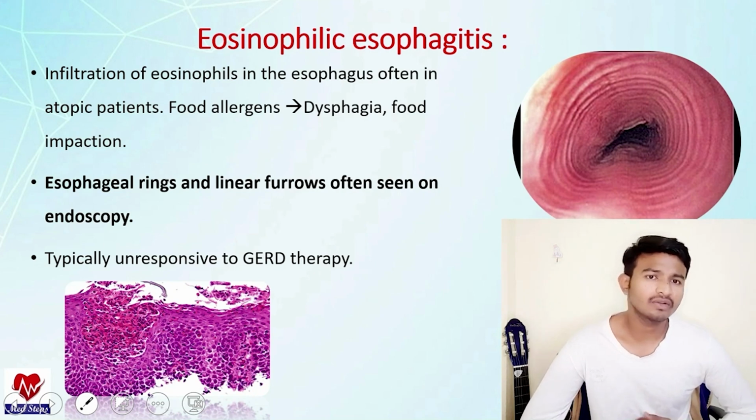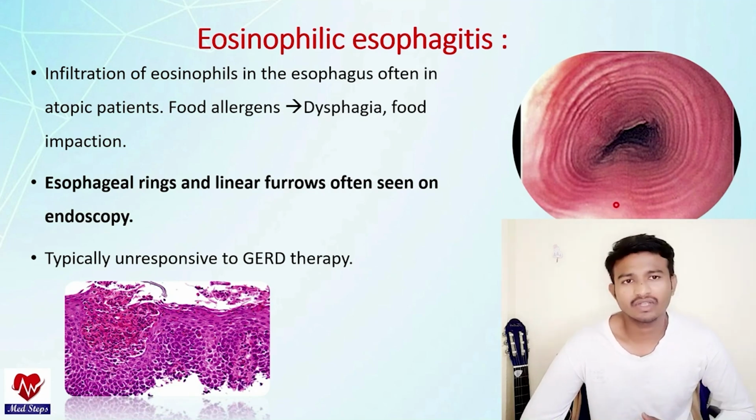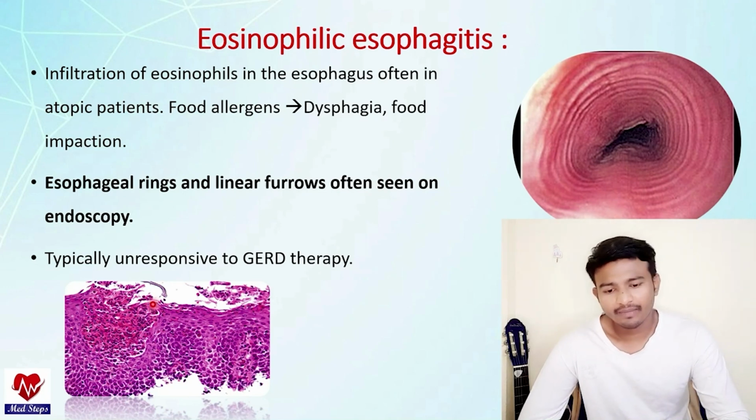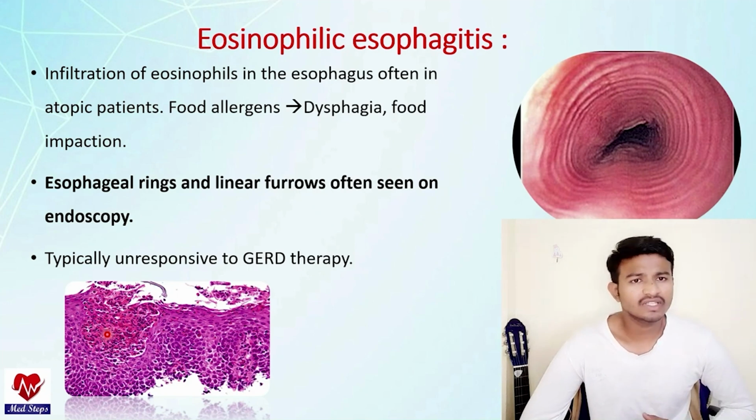In that hospital, the doctor told us to take an endoscopy. In that endoscopy, you will get this type of picture. If you see this picture, you can see ring-like linear structures. If you take a biopsy of those cells, you will get eosinophilic cells. In eosinophilic esophagitis, it is typically unresponsive to GERD treatment. It will not respond, right? This is eosinophilic esophagitis.